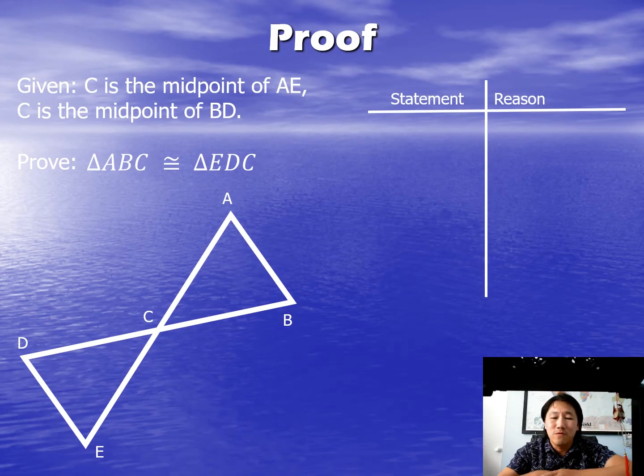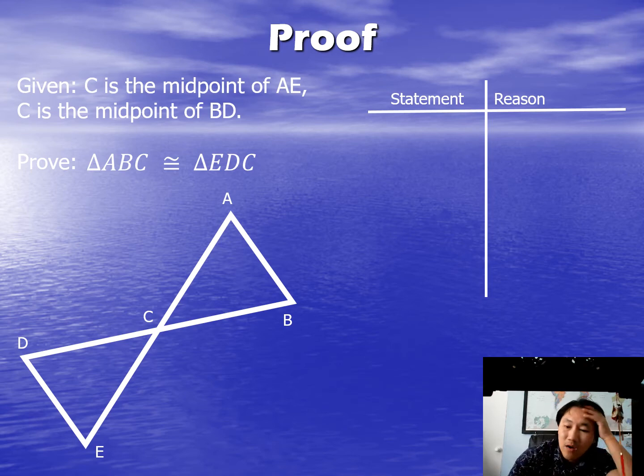Let's do another proof. This one's slightly bit longer. All right, so it says that C is the midpoint of AE and C is the midpoint of BD. You have to show that those two triangles are congruent. In order to show that two triangles are congruent, you have to show side, side, side, or side, angle, side. So one of those two.